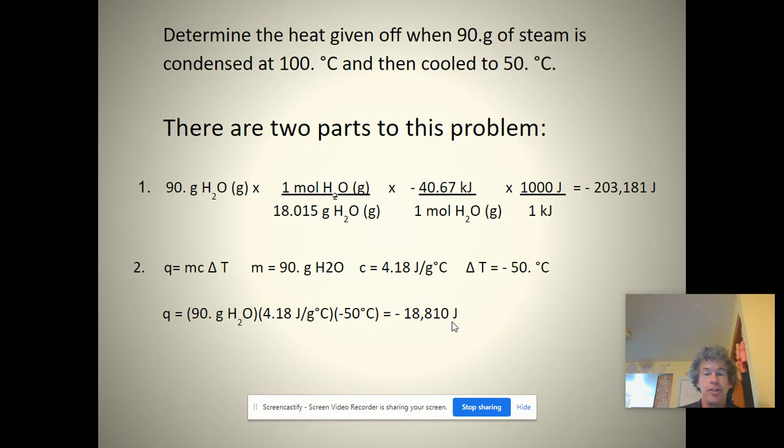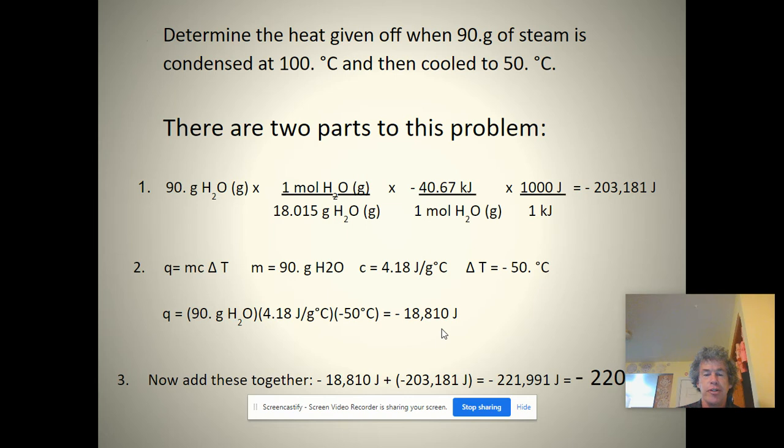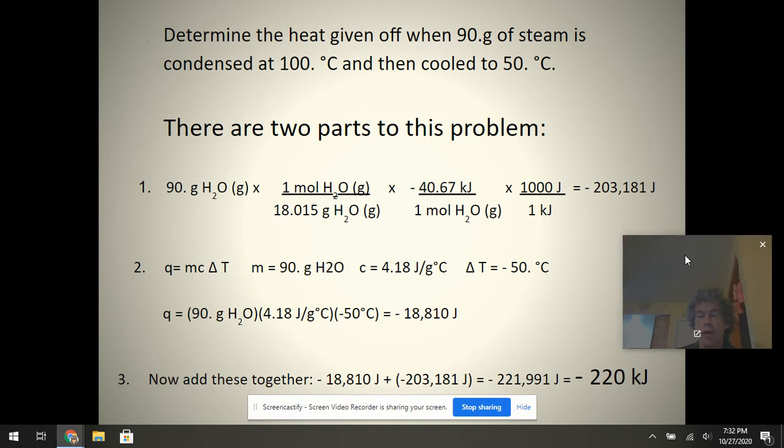Then you simply add those two numbers together. Negative 18,810 joules plus negative 203,181 joules is negative 221,991 joules, or rounding, negative 220 kilojoules. Okay, so that's a type of problem that you might see.